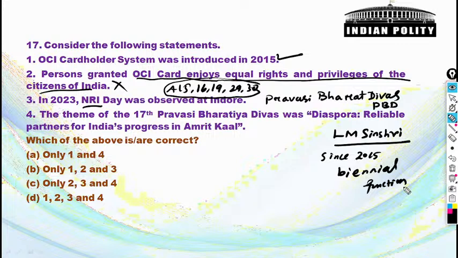So for your information, I have made all the options correct except 2. So 3 is correct, 4 is correct. So the answer will be only 1, 3, 4. Option 1, 3, 4. Yes, please make it correct. 1, 3, 4, C.